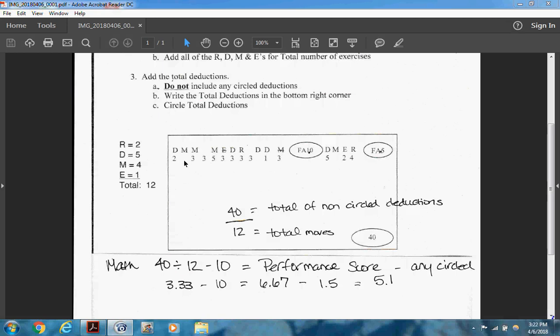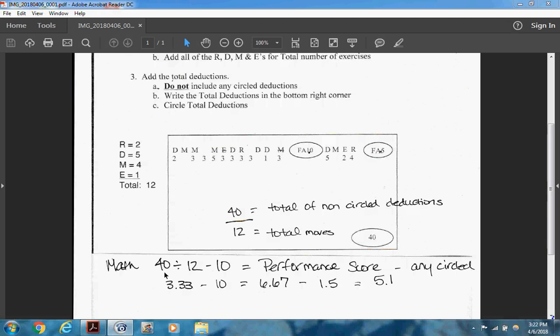You can use the calculator to add up all of these small numbers, whatever is the most efficient for you. So the truth is all of these small numbers total 40. So again, 40 is the total number of non-circle deductions. We haven't done anything with this 1.0 or 0.5 yet. So to come to our performance score, what we do is we take 40 divided by 12 on a small calculator, and then we're going to minus 10, which gives us our performance score.